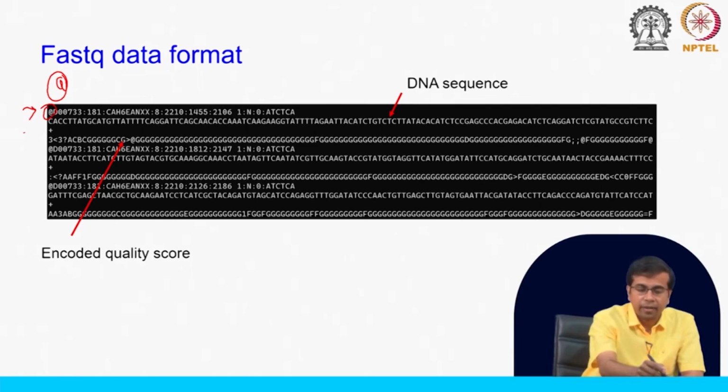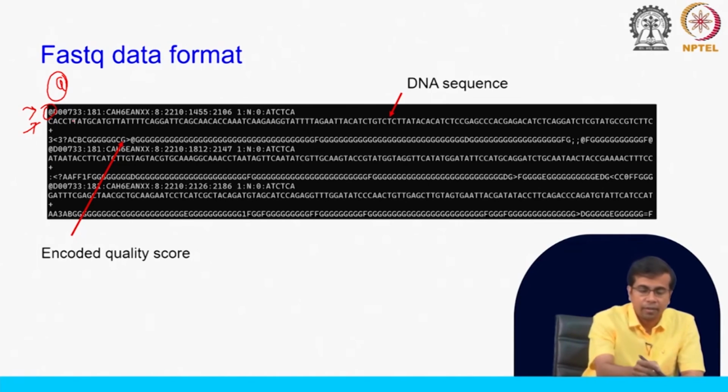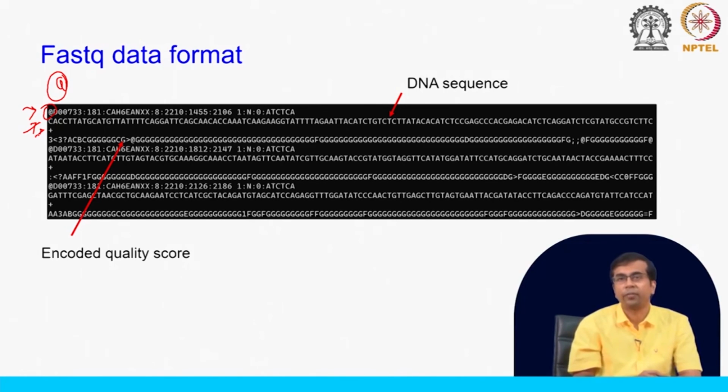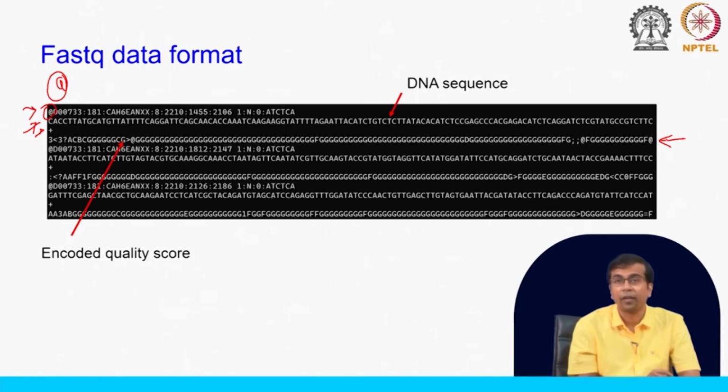Then in the next line you have the actual DNA sequence, right. You see this CSCC, TTA, etc. This is the actual DNA sequence. Then you have a plus sign. Okay. This is actually a spacing between the sequence and the next line. So, what is the next line? This next line actually contains the quality score, okay, and this is an encoded quality score.